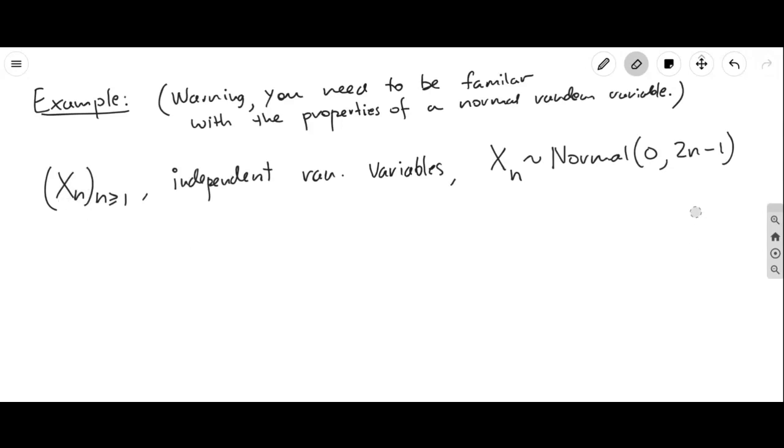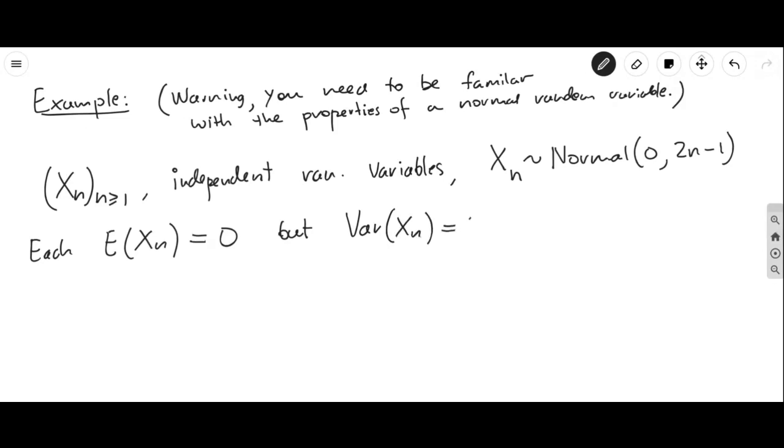So x1 will be normal 0, 1. x2 will be normal 0, 3, then 0, 5. So all of them have mean 0. Each x_n has expectation equal to 0, but the variance of every one of them is 2n minus 1. So there is no uniform bound on the variance.